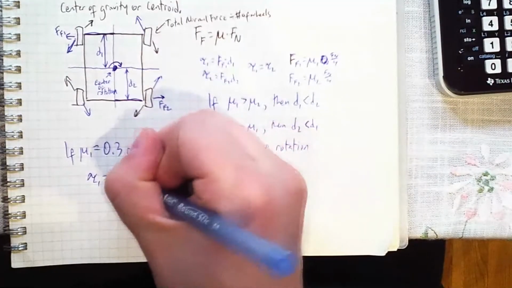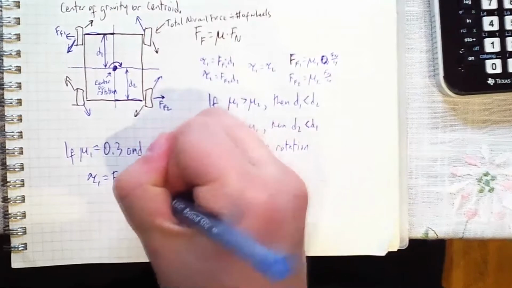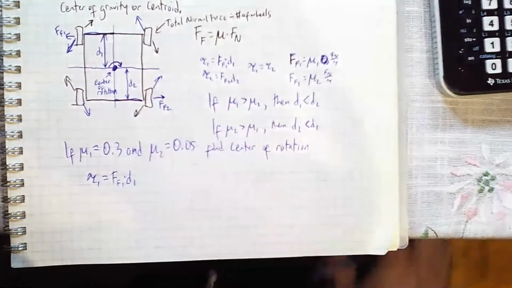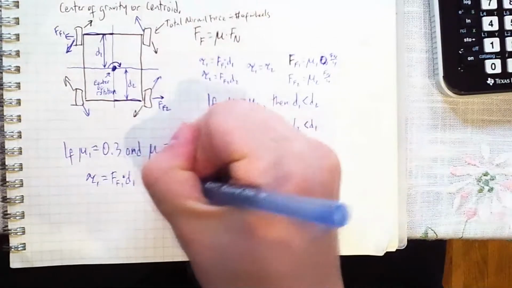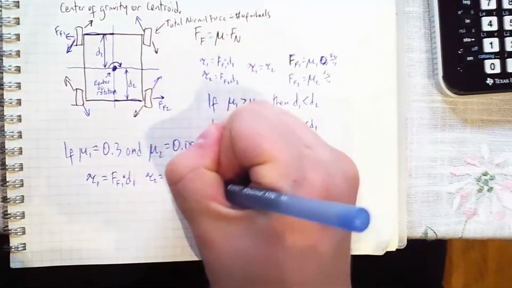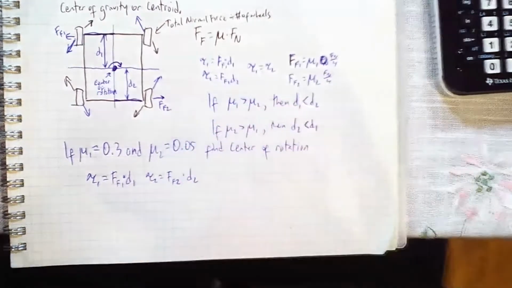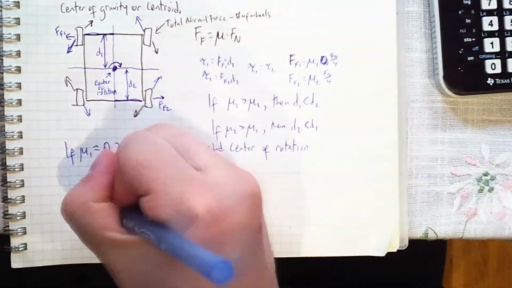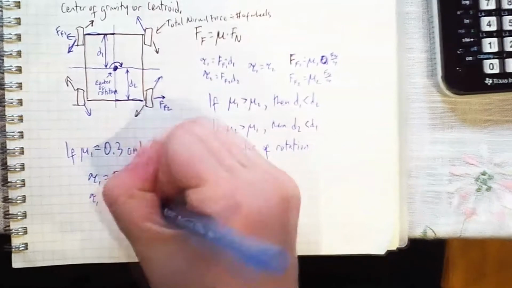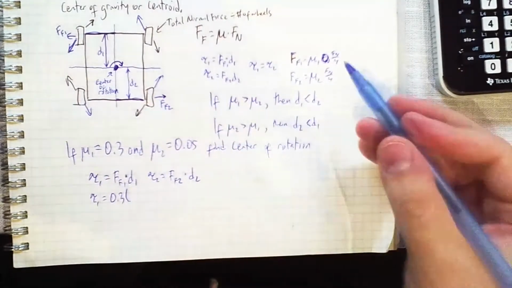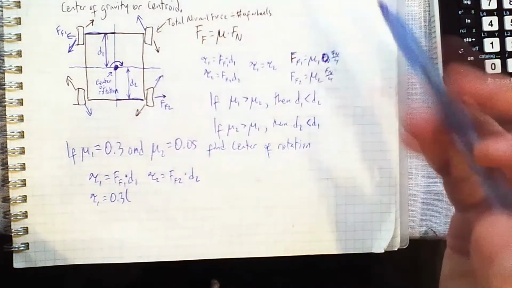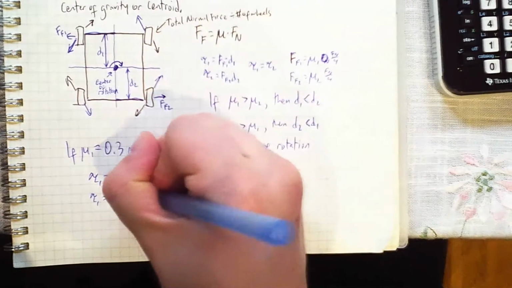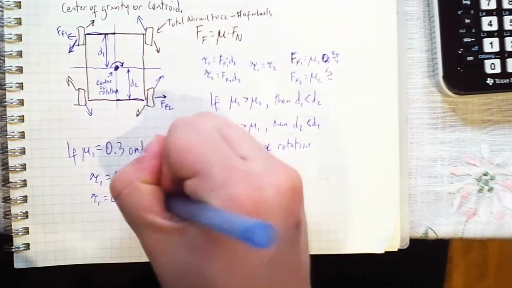Okay. Torque 1 is equal to frictional force 1 times distance 1. We're not going to know distance 1 or distance 2. We need to solve for those. And torque 2 is going to be equal to force of friction 2 times distance 2. So torque 1 is going to be equal to 0.3 times our normal force. The normal force is going to be a quarter of our weight. Our total weight was 9.3, so it's going to be 9.3 divided by 4 times D1.